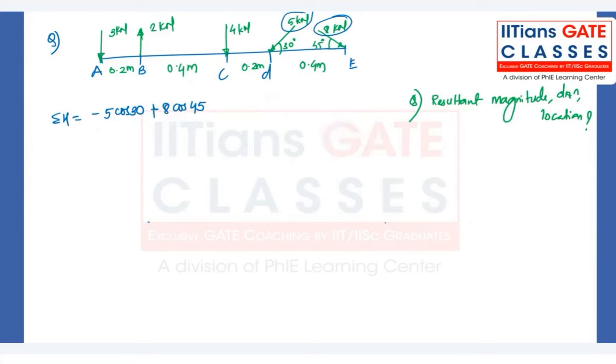Once you solve it, you'll get plus 1.326. Plus means it is in rightward direction. Yes, 1.326 is the correct answer. Downward.